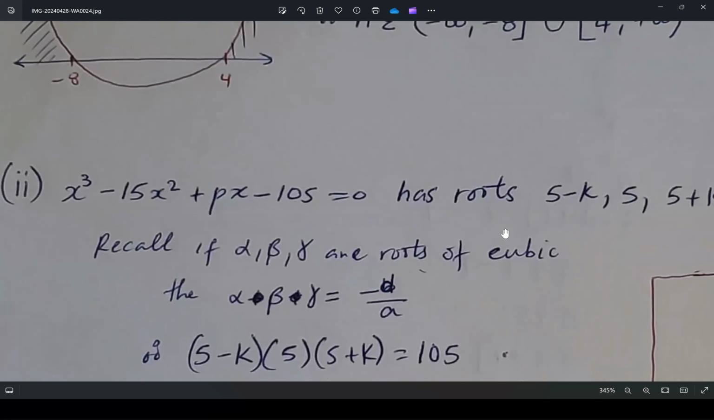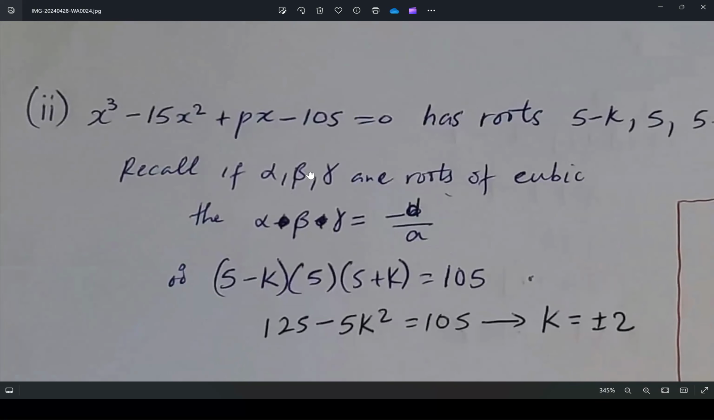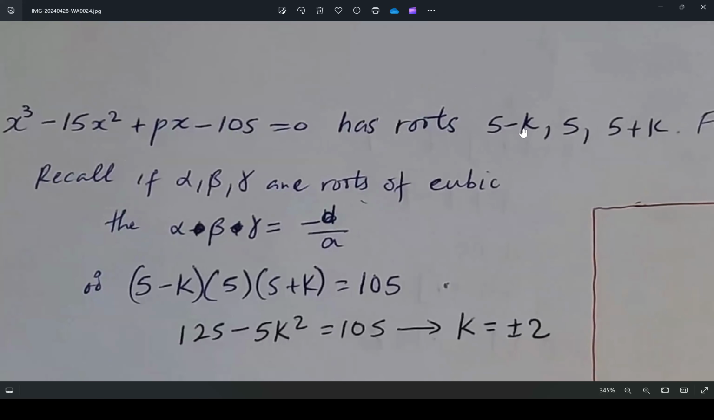Now, if you ever hear a cubic equation in pure maths, it's asking you about the products and sums of roots, right? So the first step is that you're going to remember that if we have three roots of a cubic equation, then if we multiply all the roots, we're going to get the negative of d over a. So the first step is we multiply all the roots they gave us, which is 5 minus k, 5, and 5 plus k.